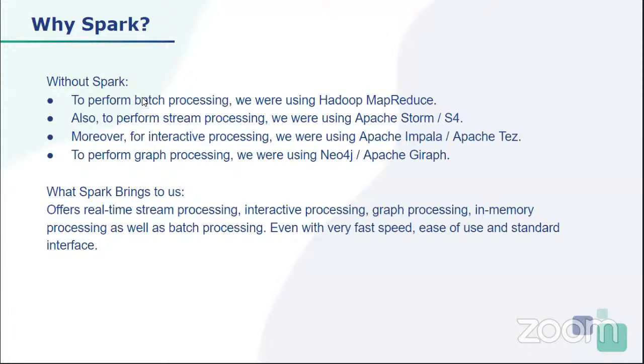So why Spark is so popular and used across industries is because in a single framework it has all the capabilities: batch processing, real-time processing, interactive processing, graph processing. It is also a faster way of execution because it is happening in memory. All the processing that happens in Spark happens in memory.